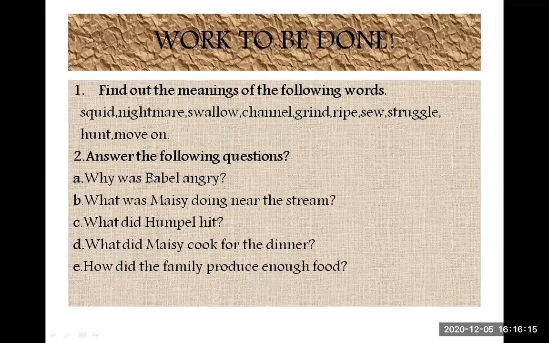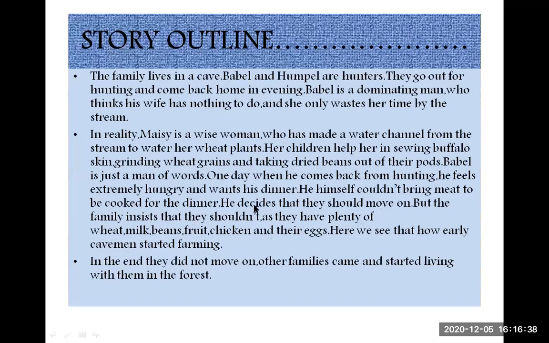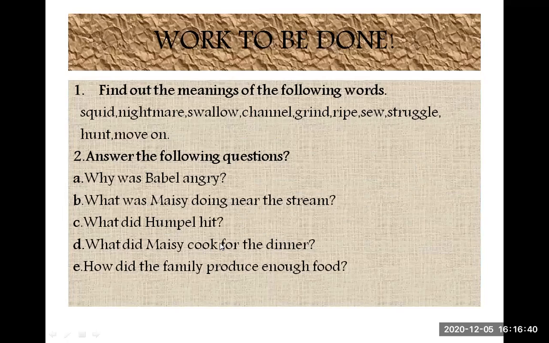Then we have few questions. Answer the following questions. Why was Babel angry? Second question, what was Macy doing near the stream? Question number 3, what did Humple hit? Question number 4, what did Macy cook for the dinner? And question number 5, how did the family produce enough food? You can answer these questions by reading the lesson thoroughly.